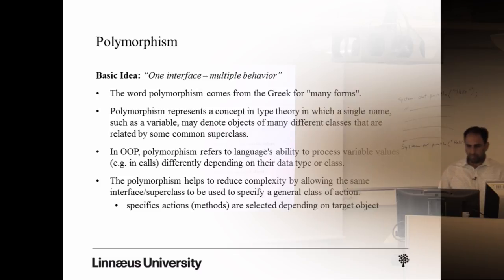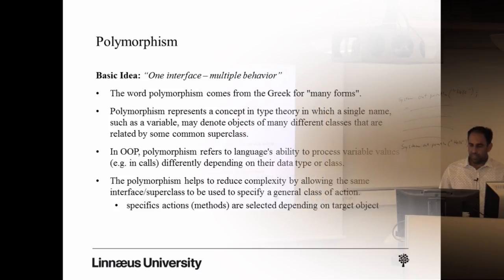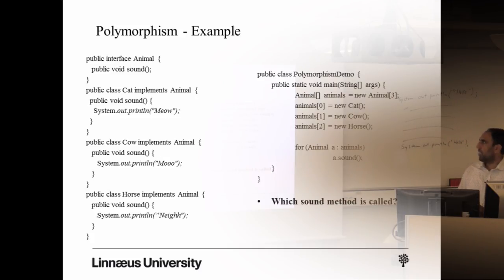So for example, the idea of polymorphism is achieved using interfaces, and it can be easily understood if we look at an example. Here you can see that we have an interface of type Animal, and in this interface we have the method sound. We already have seen this example when we were talking about interfaces in Java. And then we have three classes: Cat, Cow, and Horse. All three classes implement the Animal interface. When they implement the Animal interface, it means that they need to provide the implementation for the sound method, which has been defined in the Animal interface.